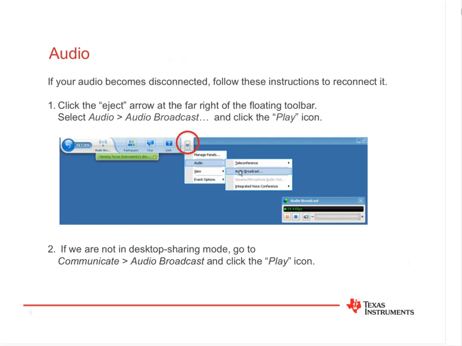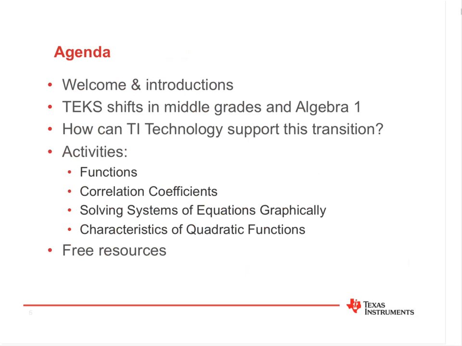At this point, Toni is going to discuss our agenda and expected outcomes. Thank you, Mike. I want to welcome everybody to tonight's webinar. We're going to look at the TEKS shifts in middle grades and in Algebra 1, focusing on the content that's new to those grades. We know that we're implementing the revised TEKS this year in the middle grades from K through 8, and we're going to focus on 8th grade, and then we'll be implementing the new TEKS in Algebra 1 next year, but we're starting to look at those now. And so we're going to look and see how TI technology can support this transition, and we're going to look at some specific activities on functions, correlation coefficients, solving systems of equations graphically, and then characteristics of quadratic functions. And we'll end with some free resources from TI.